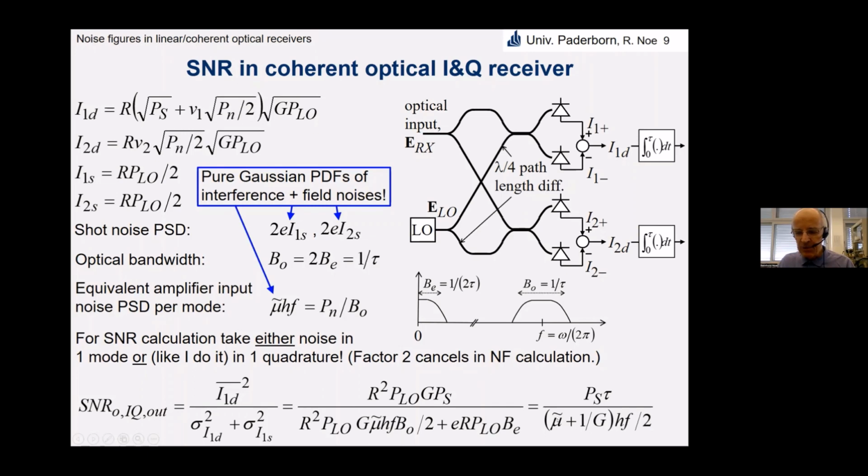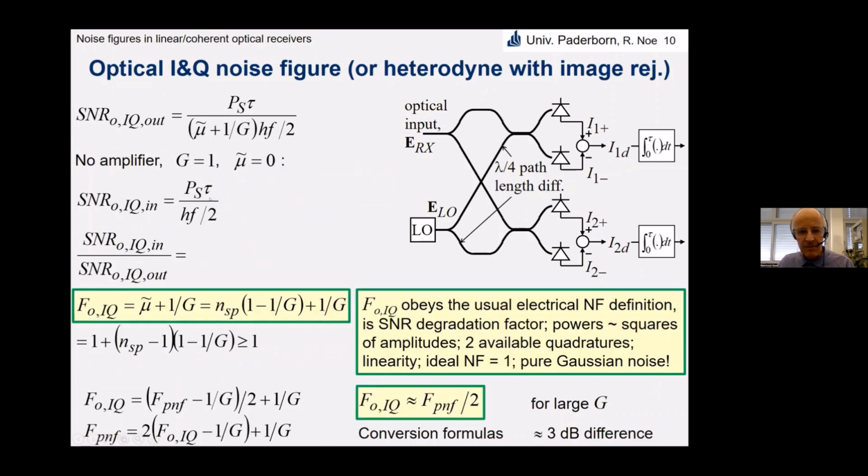Here's the input referred number of detectable noise photons per mode. This is 1 over G. This is half the photon energy. Here's the signal energy in the observation time. When I remove the amplifier, this is 0 and the gain becomes 1. So I get this signal to noise ratio at the input.